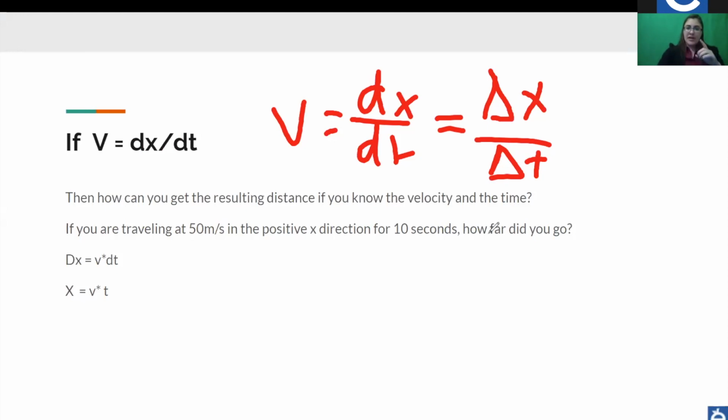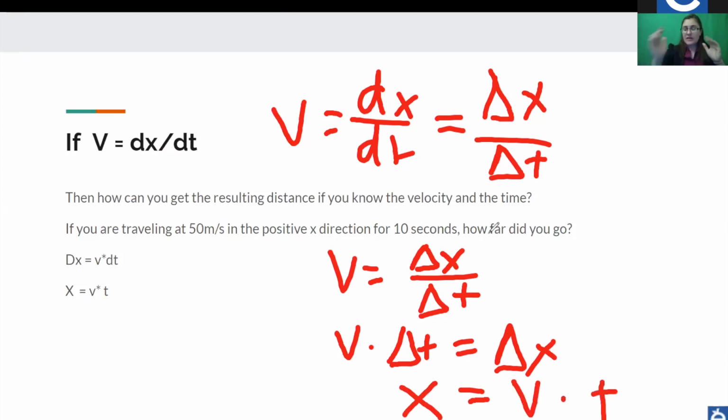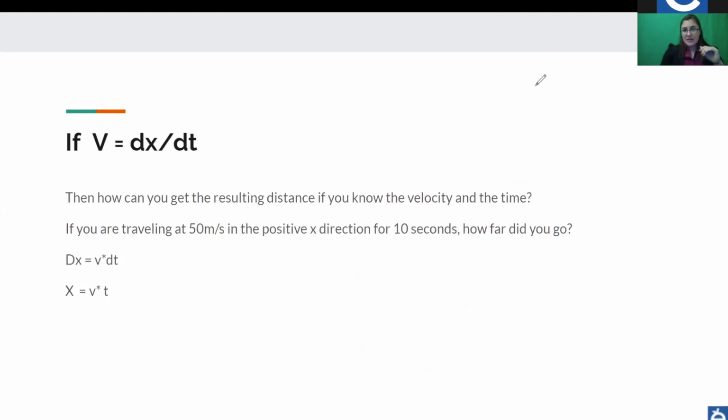So we can rearrange this: v equals delta x over delta t to equal v times delta t equals delta x. Or the x, the total displacement traveled, equals v times the t, the amount of time the traveling takes place. Nice.